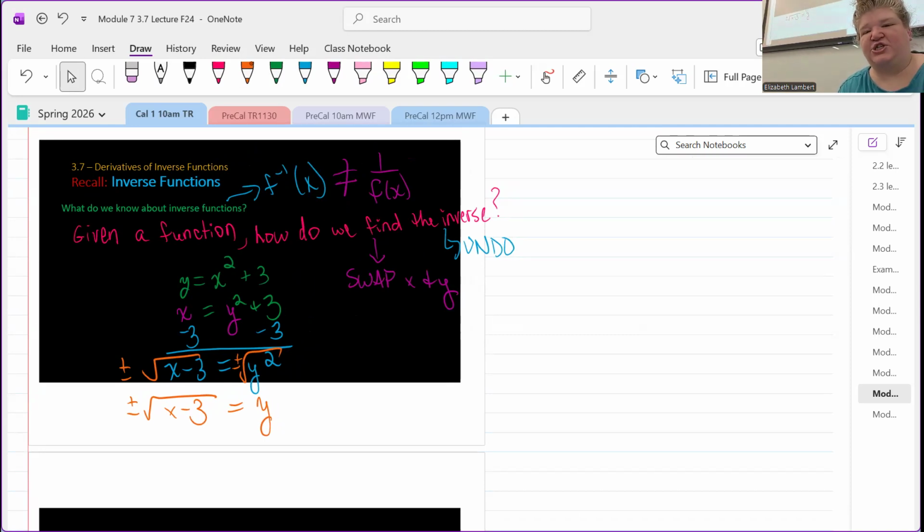So inverse functions undo, and the process for finding the undo function is to swap x and y. Now we're going to think about this in the context of derivatives. And strangely enough, with derivatives, by swapping the x and y, we actually end up with a reciprocal.